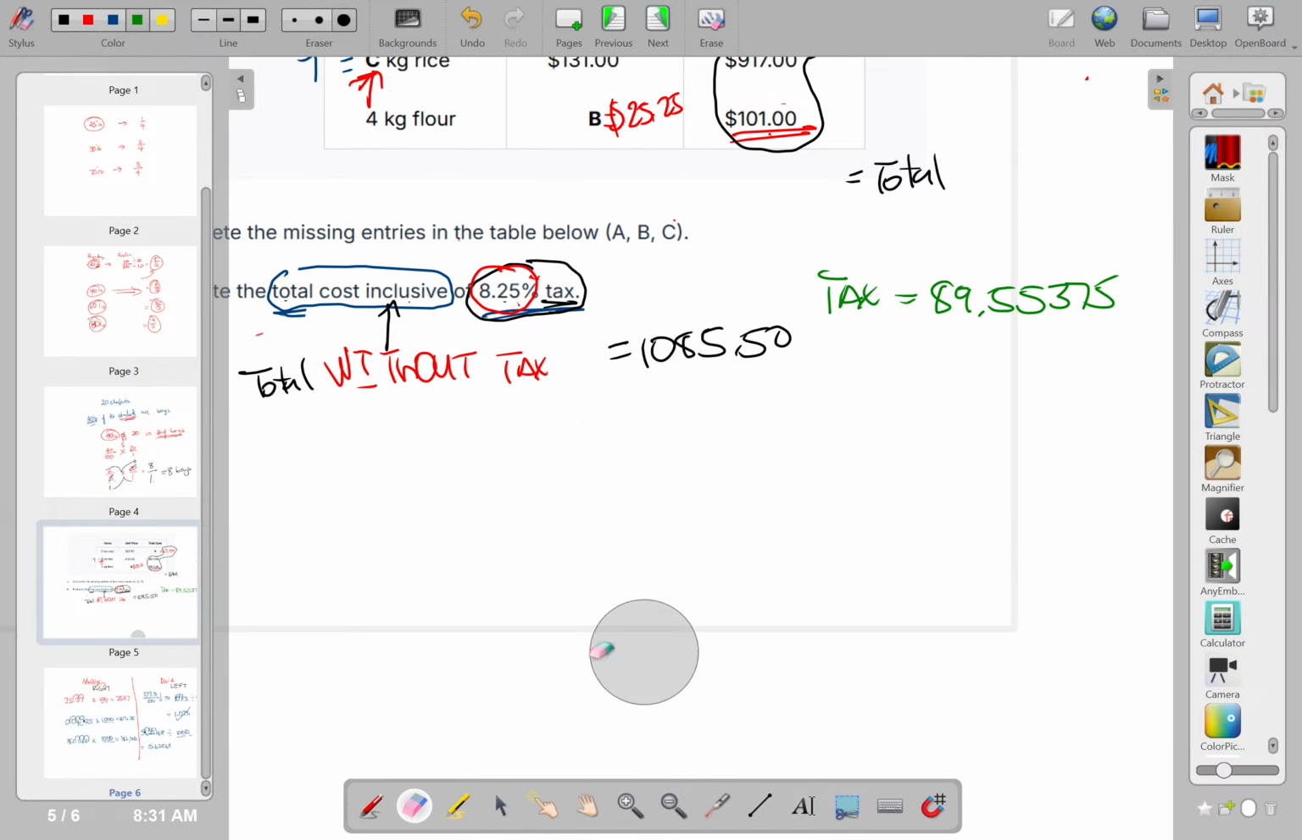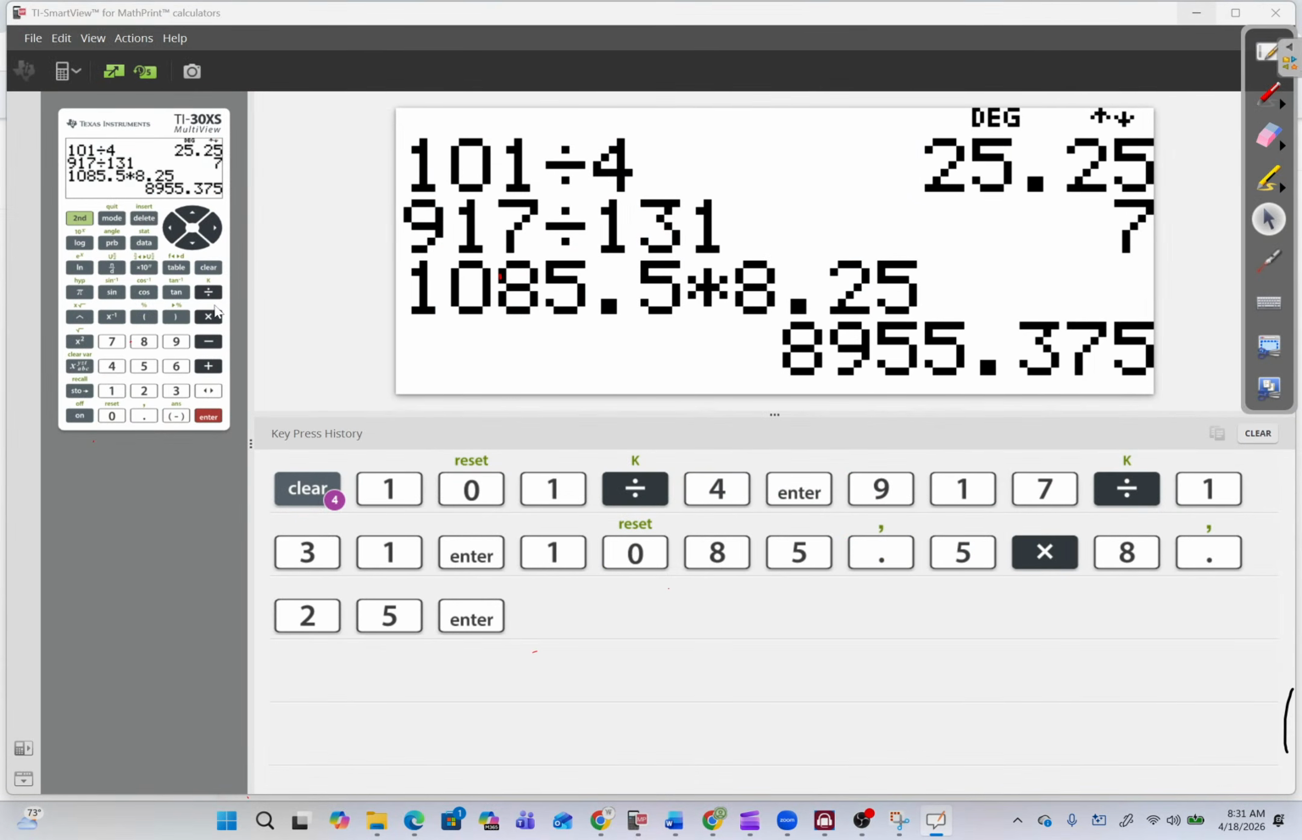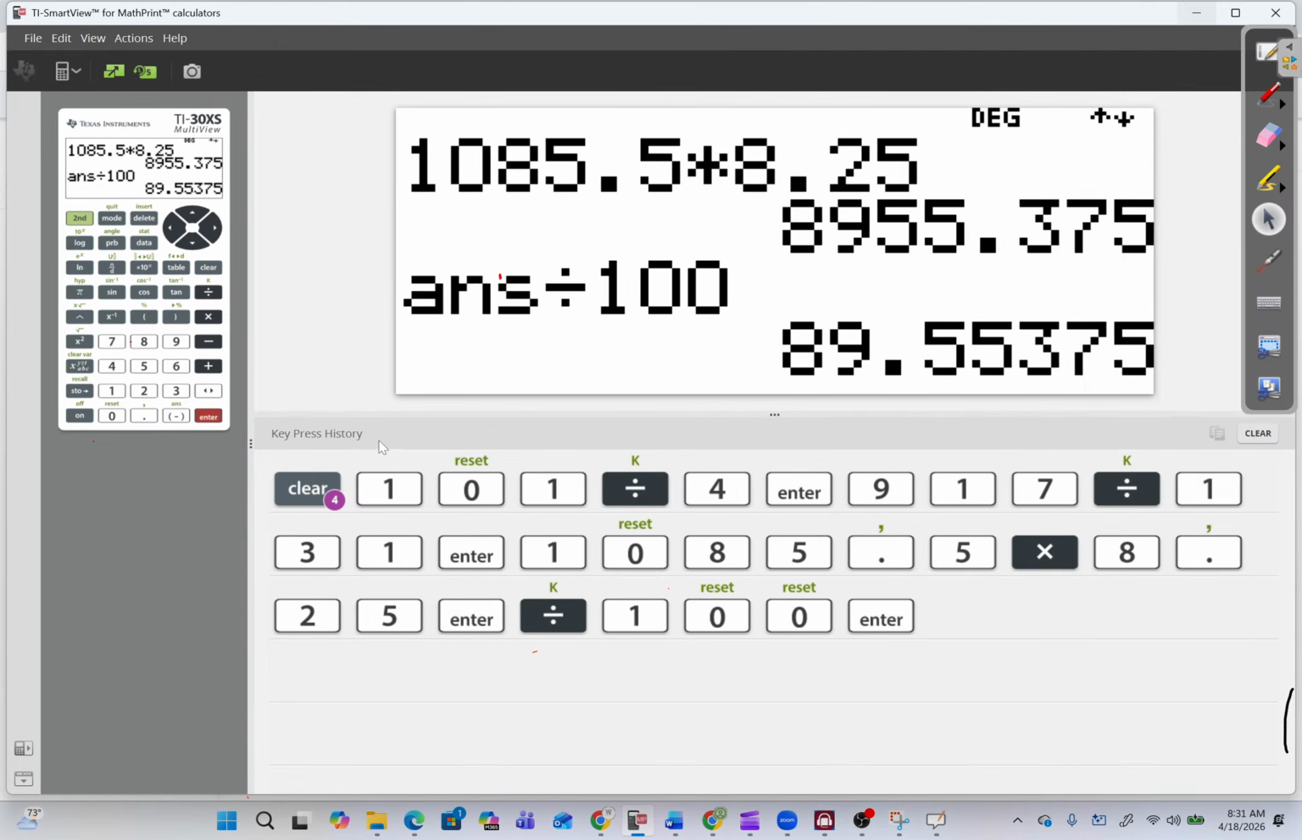So now we need to calculate how much would be at the register. When you're at the register and you have to pay, they take the amount of money for the items, and they add the tax that you need to pay for that item. So that's the tax, and this is how much it was just for the items. Because we need to find the total cost inclusive. So what is it going to give you? This is going to be divided by 100. So I get the tax there.